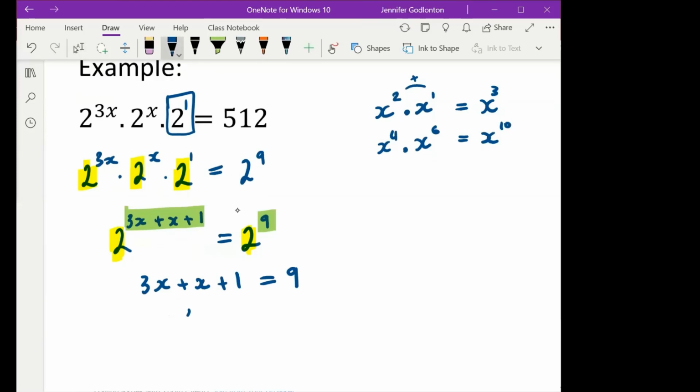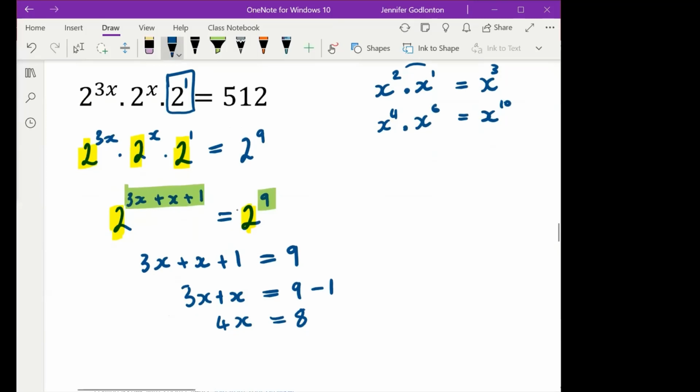We keep our variables on one side. We move our numbers to the other side. So I'm going to get 4x is equal to 8. I'm going to divide that by 4, which means I have to divide that by 4. And so my final answer is x equals 2.